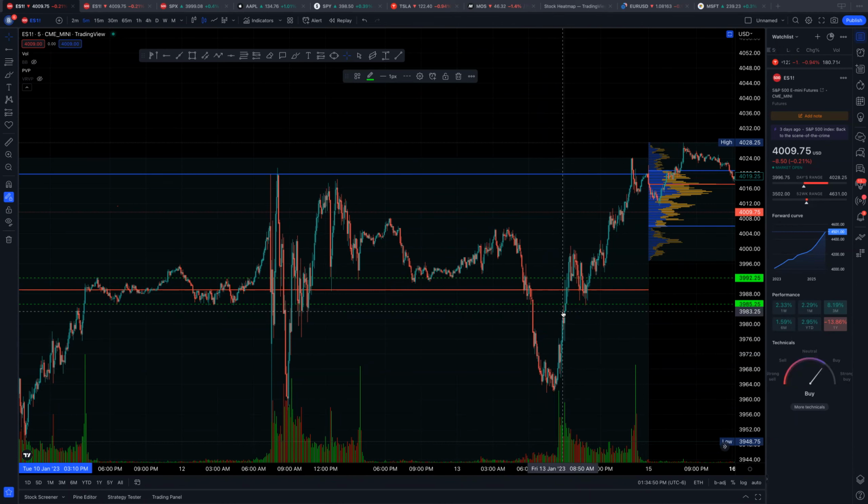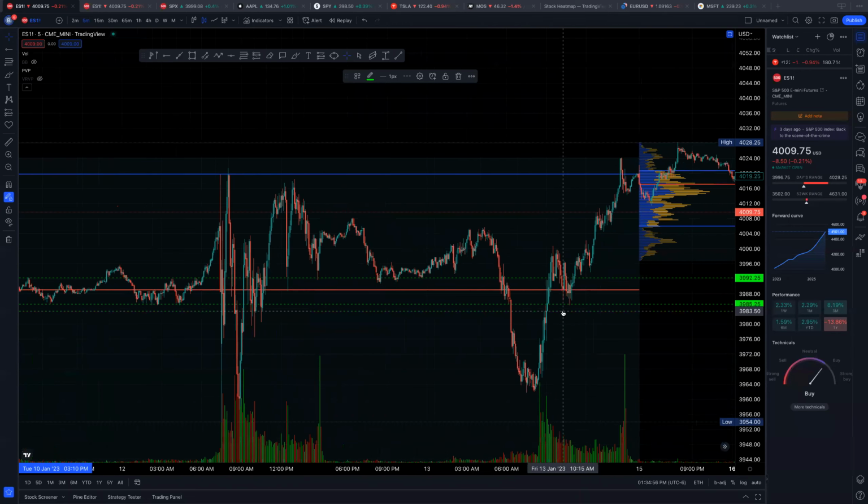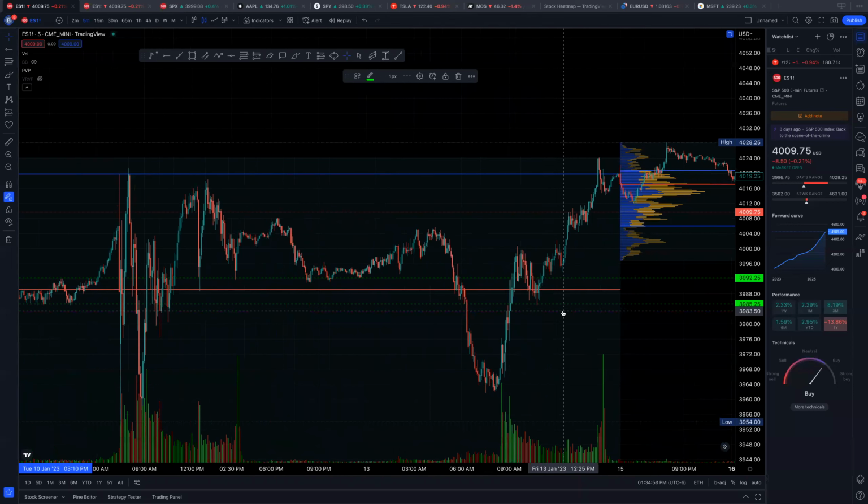Going back again, do you use the daily volume profile intraday and then the weekly for your analysis? I use the daily, the weekly, and the monthly. Yep.